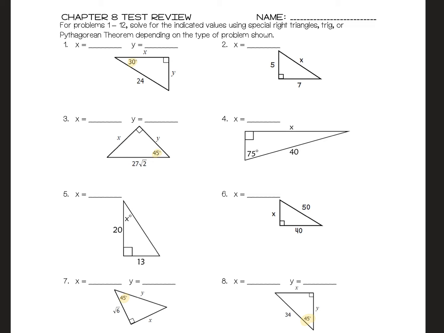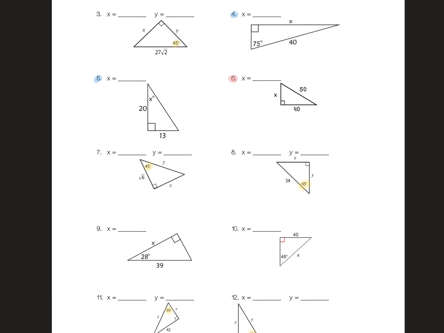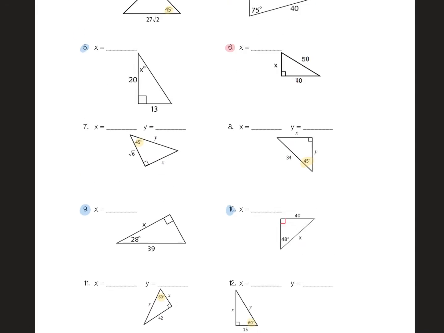Problems that only have side lengths besides the 90-degree angle are going to be Pythagorean theorem. So that's problems like 2 and 6. And then problems that have an angle that's not 30, 60, or 45 are going to be our trig problems. So that would be 4, 5, 9, 10, and that's it.